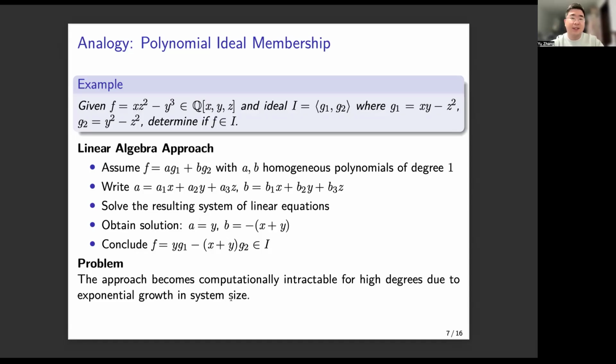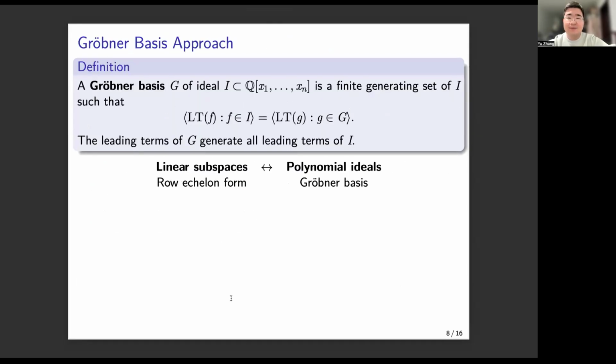And to introduce the other approach using a global basis, I need to first introduce the definition of what a global basis is. Assume we are given an ideal I of the polynomial ring. Then a global basis G of this ideal is just a finite generating set of it, satisfying some extra conditions. The extra condition is that the leading terms of G should generate all leading terms of I.